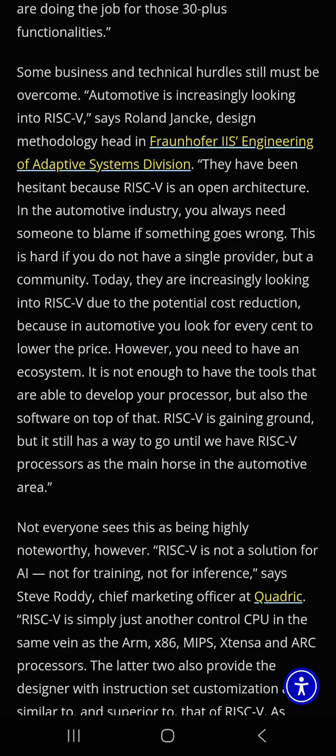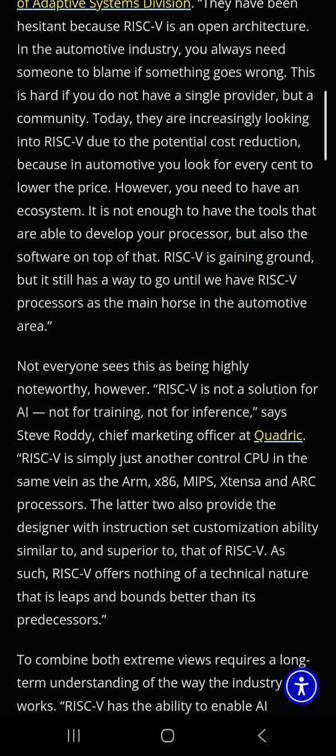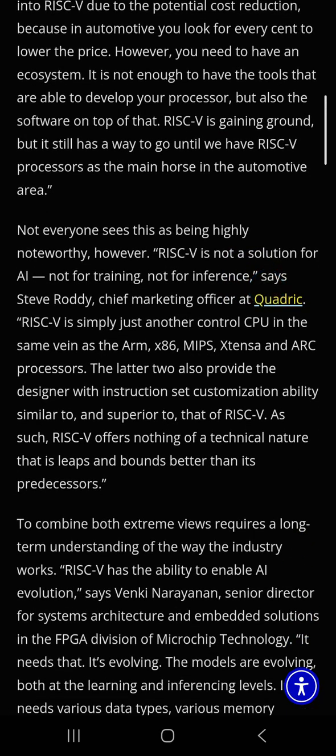However, you need to have an ecosystem. It's not enough to have the tools that are able to develop your processor, but also the software on top of that. RISC-V is gaining ground, but it still has a way to go until we have RISC-V processors as the main horse in the automotive area.